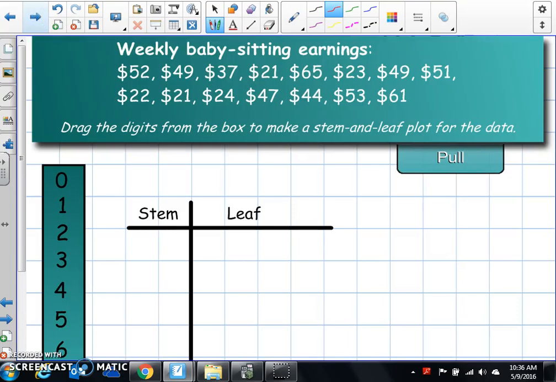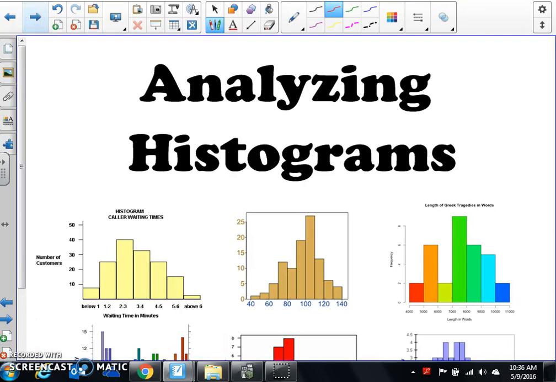All right, so let's make one more real quick. Drag the digits from the box to make a stem and leaf plot for the data. All right, actually, let's skip this and we'll do it at the end. I don't think we need really time about this.